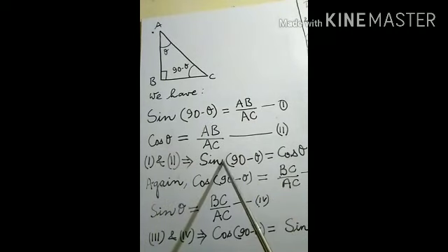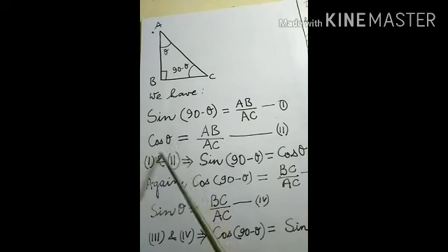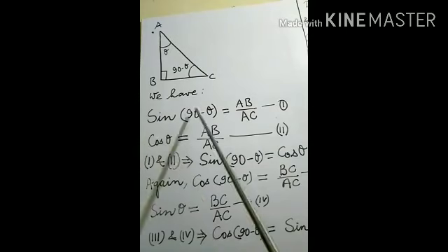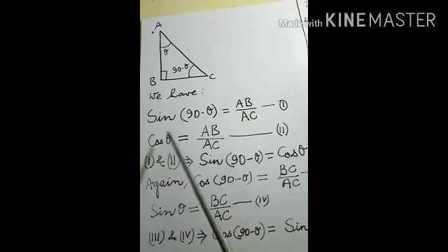You will mark here. Now see, sine 90 minus theta equals AB upon AC. Cos theta is also equal to AB upon AC. This one is equation number 1. This one is equation number 2. Now we have already studied that things which are equal to the same thing are equal. Sine 90 minus theta is equal to AB upon AC. Cos theta is also equal to AB upon AC. So which one is common here? AB upon AC is common. So sine 90 minus theta equals cos of theta.